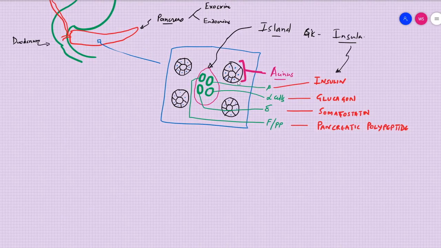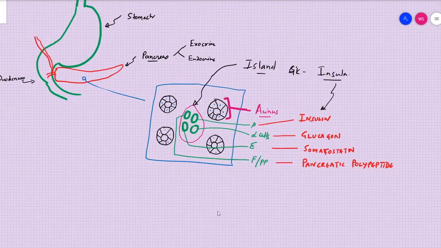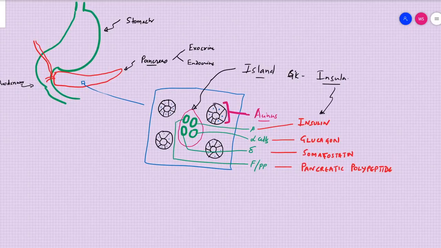Okay, so this insula contains the endocrine part of the pancreas. So this insula makes up the endocrine part of the pancreas. And there are 4 cells that are present in the insula, which are beta cells, alpha cells, delta cells, and F cells or PP cells. Okay, so there you go. So the beta cells secrete insulin.